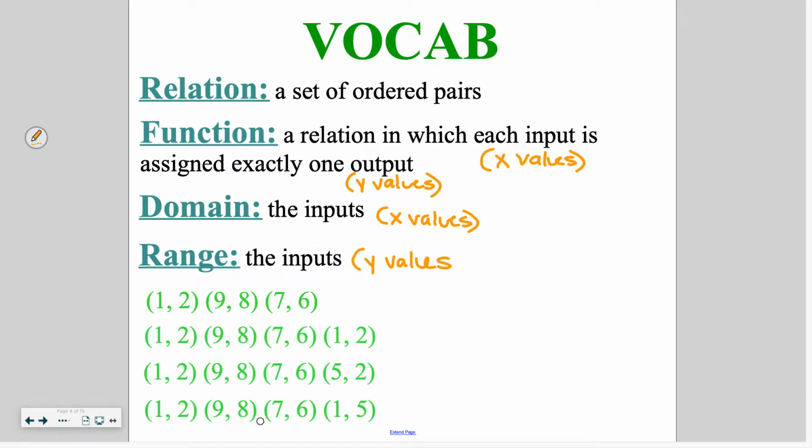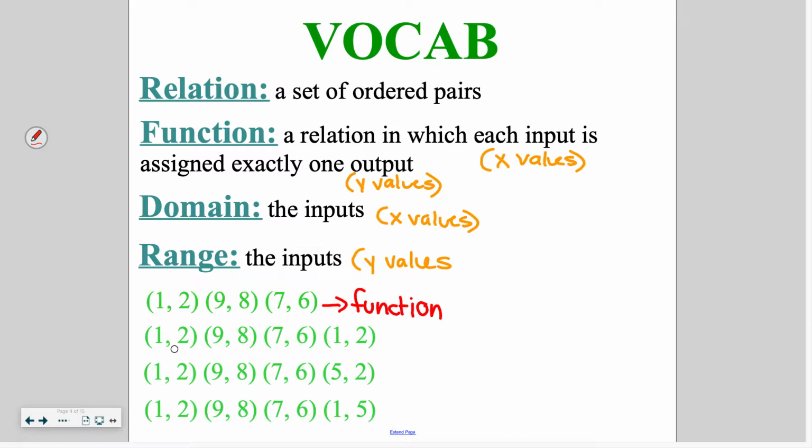So I've got 4 different sets of relations down here, 4 different lists of ordered pairs, kind of to help us interpret what a function means. So 1 is paired up with 2. That means 1 is assigned to its own unique number, which is 2. Then we've got 9, which is paired with a unique number 8, 7, which is paired with a unique number 6. This is a function.